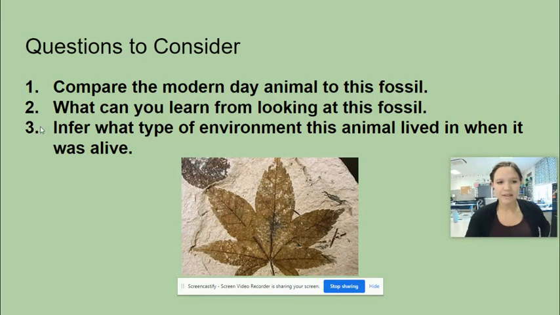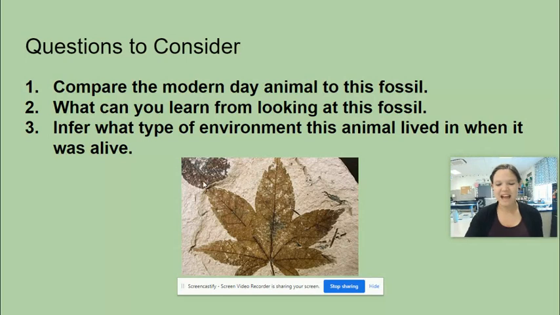So in number 3, it says, infer what type of environment this animal lived in when it was alive. Well, in this case, it's not an animal, but I would assume this environment could have been like a forest. It could have been somewhere in the woods. I'm trying to think of a place where there are lots and lots of trees, maybe someplace that was near a lake, because I know when a leaf gets buried quickly, it could turn into a fossil. So I'm thinking, this prehistoric tree probably was in the woods.